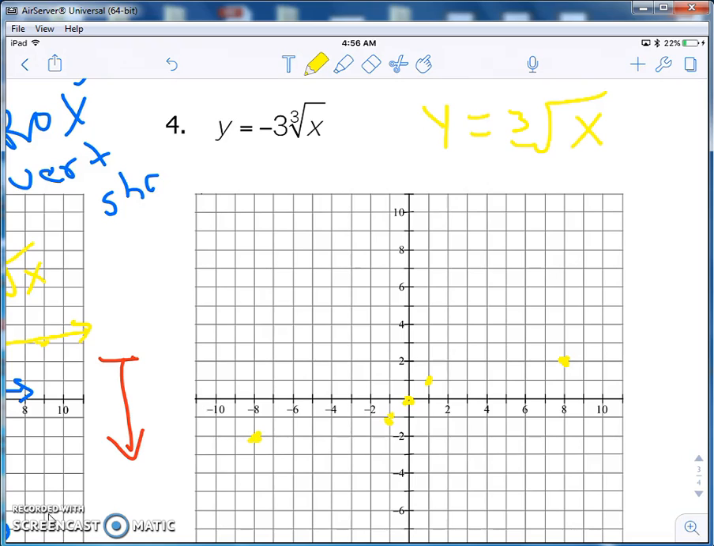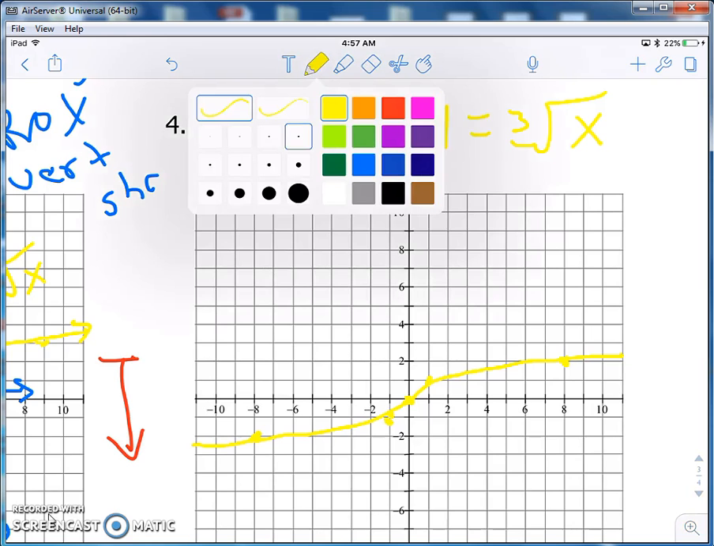And our parent function curves a little bit there, and then the curve changes. So we have concave up on the left, and this is concave down on the right. Alright, so there's our parent function. Here we've got a negative 3.